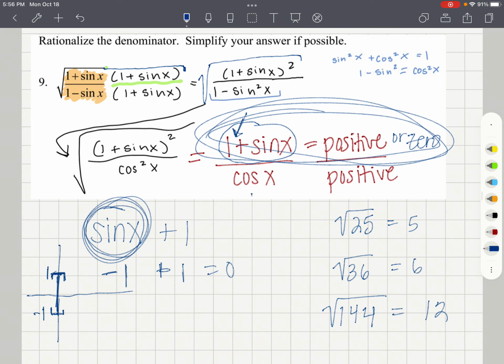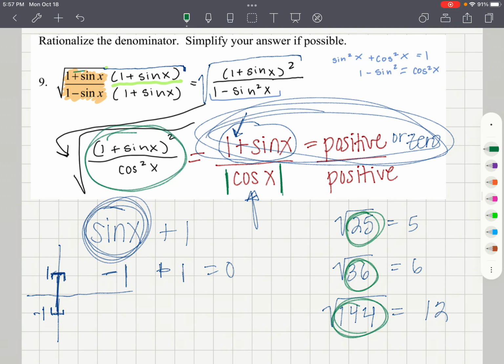Therefore, I have to keep the cosine of x positive, hence the absolute value. So you're going to force it to be positive by telling your reader, hey, 1 plus sine of x is going to turn out to be positive, but I need the cosine of x to be positive. And that's all because the inside, the radicand, has to be positive. So the radicand has to be positive.